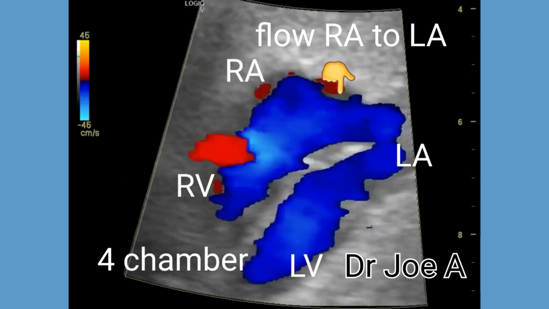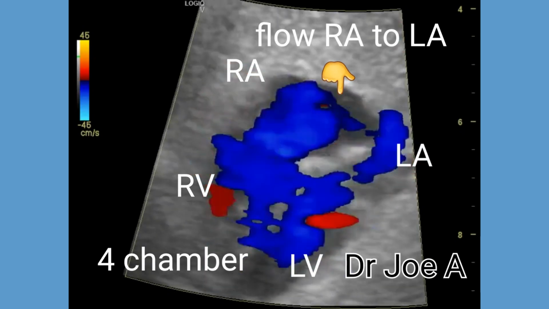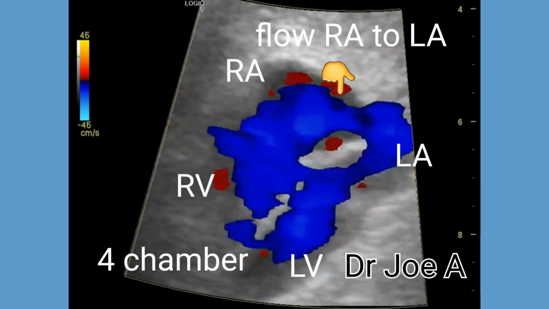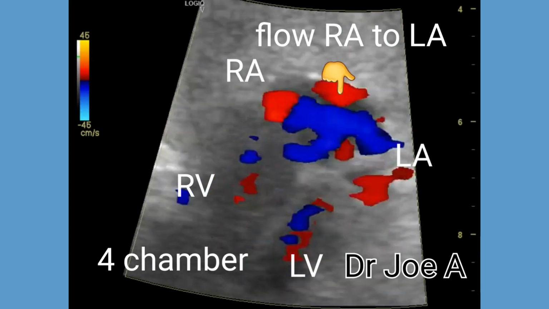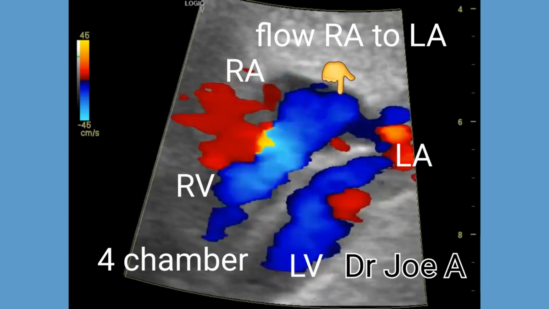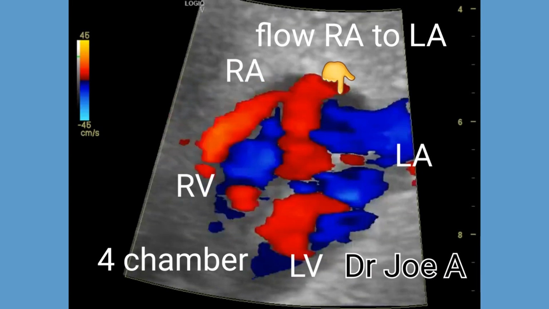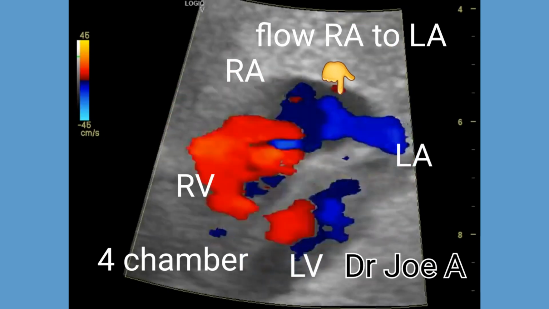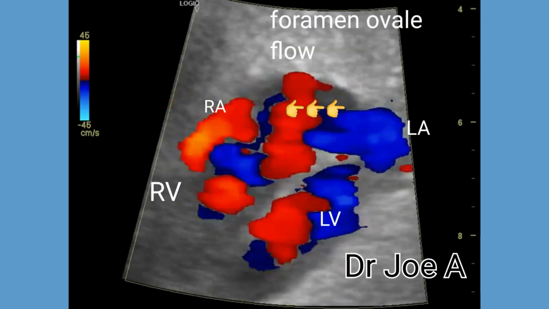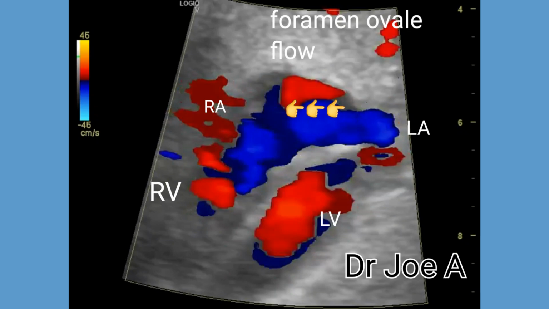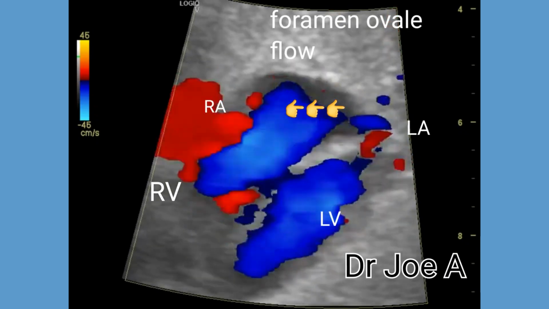This flow from the right atrium to the left atrium across the foramen ovale is better appreciated on a four-chamber view in color Dopplers. Thus, here we can see blood flowing from the right atrium to the left atrium across the foramen ovale. This is seen in blue color due to flow away from the transducer.